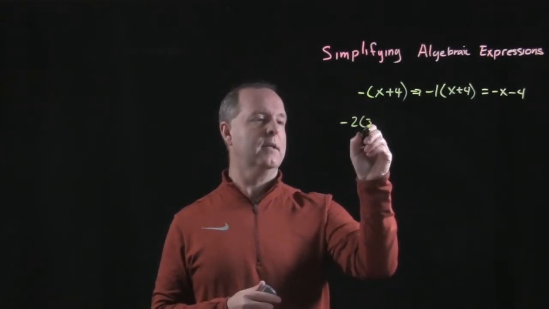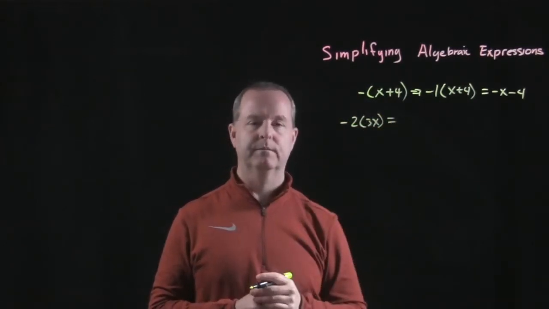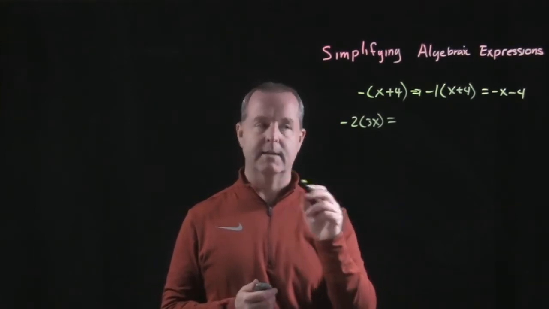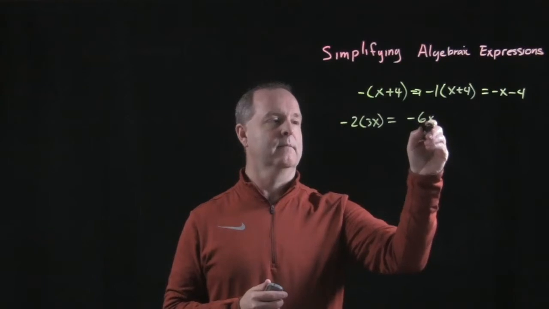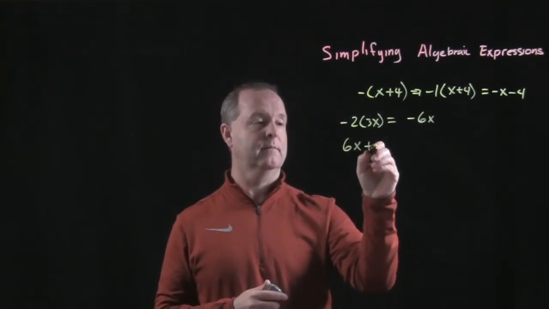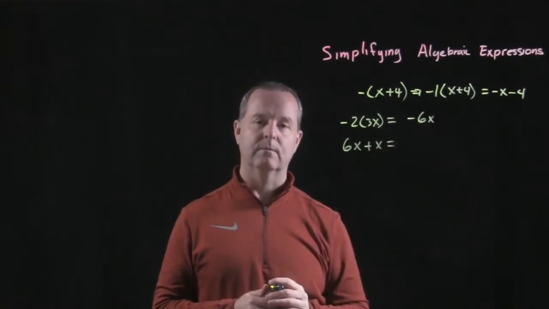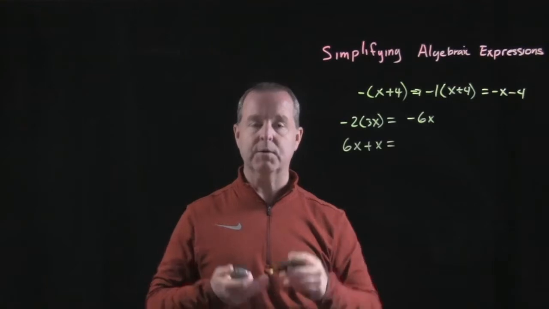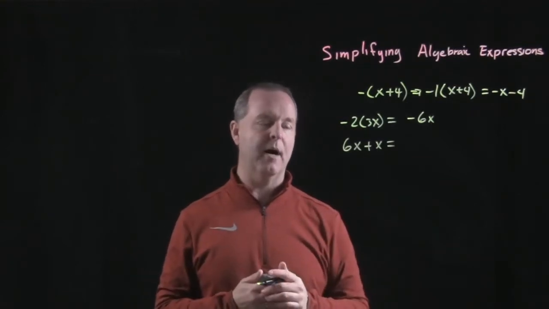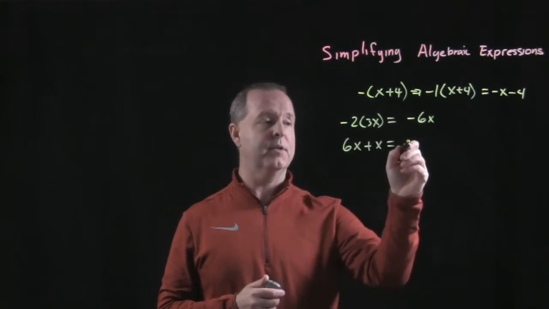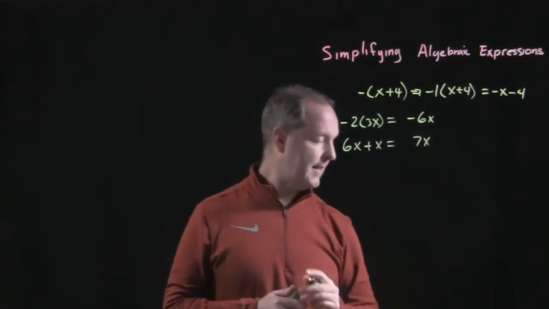Minus 2 times 3x. What do we do? That becomes a negative 6x. If I have negative 6x plus an x, it's an addition. I can add like terms. Those are some of the keys that are hopefully popping off in our heads. So negative 6x plus 1x produces negative 5x.